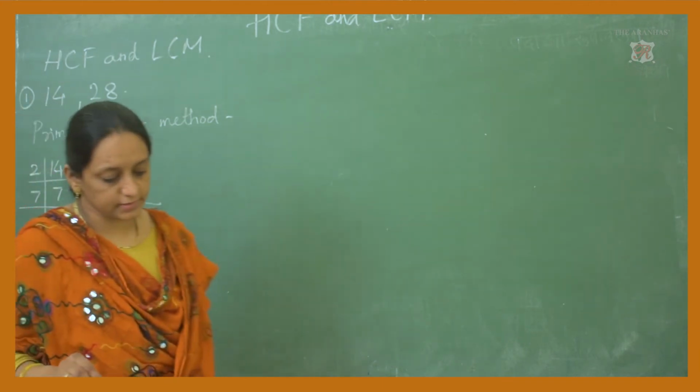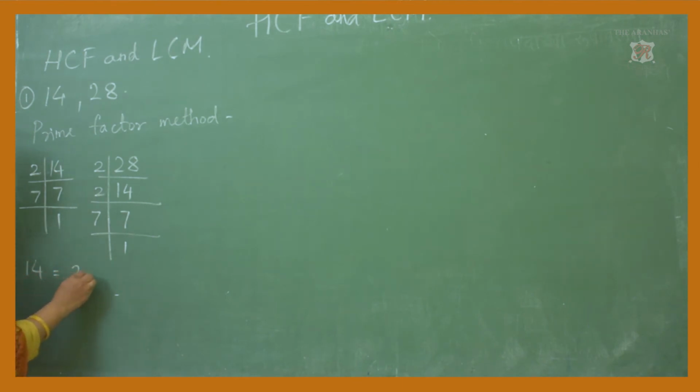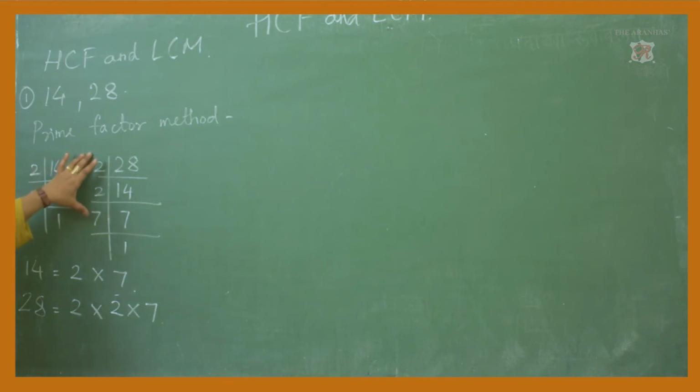Now to find the HCF, what will you do? How do you write? The factors of 14 you will write first: 2 multiplied by 7. The factors of 28 you will write: 2 into 2 into 7. Till here is your prime factor method which I taught you that day. I found out the factors of 14, I found out the factors of 28. Down I have written 14 and its factors, I have written 28 and its factors.